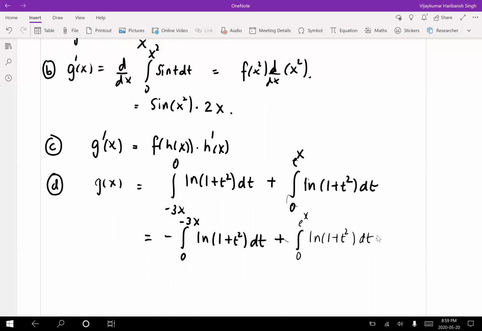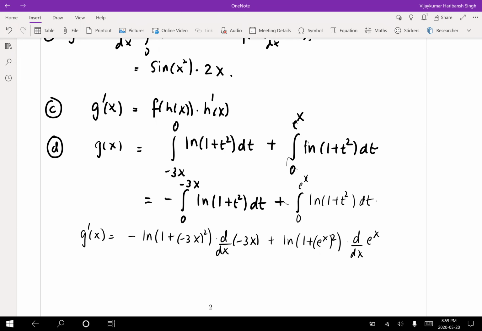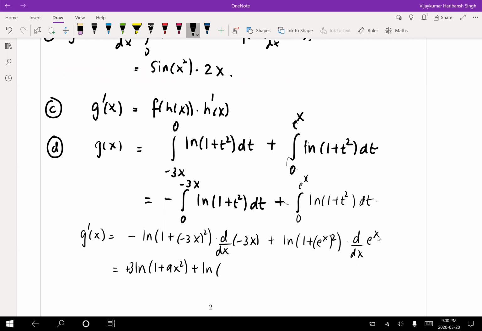Now you can take the derivative. There is no derivative taken yet. So g prime of x is going to be, using the fundamental theorem of calculus, you will substitute minus 3x inside. So the minus remains as it is, ln of 1 plus minus 3x the whole squared, multiplied by d by dx of minus 3x, chain rule, plus ln of 1 plus e to the x the whole squared times d by dx of e to the x. So this is going to be minus ln of 1 plus 9x squared times minus 3, so I can make it plus 3, plus ln of 1 plus e to the power 2x times the derivative of e to the x, which is e to the x. So this is what g prime of x is.